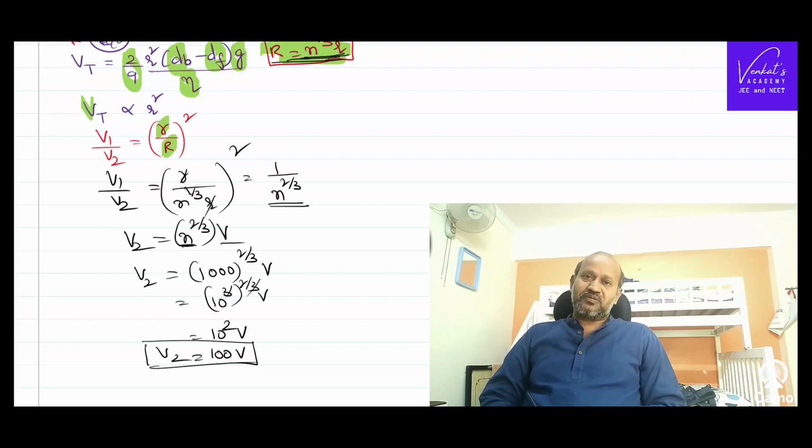To reiterate, we are using the concept of terminal velocity. Terminal velocity is the constant velocity acquired by a solid body when it is passing through a viscous medium. And that it is directly proportional to the square of the radius is the key concept of this problem.